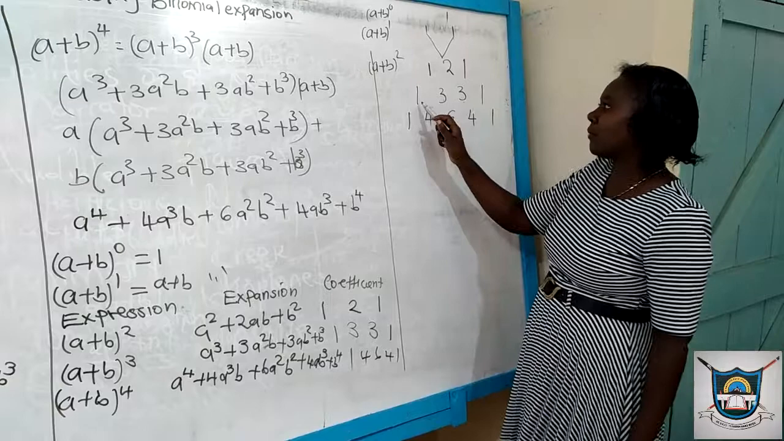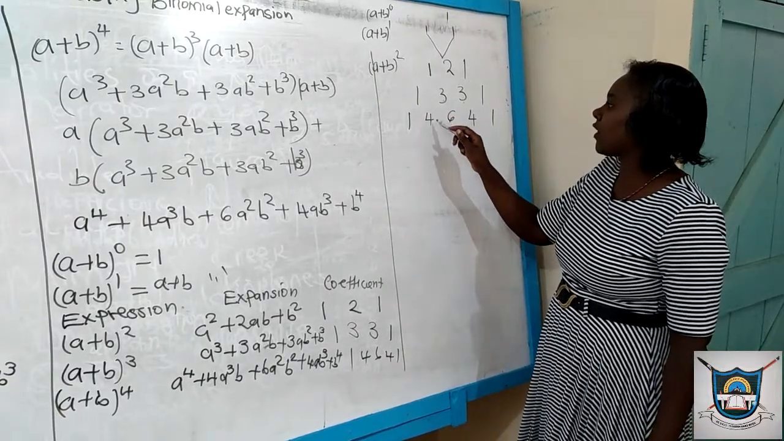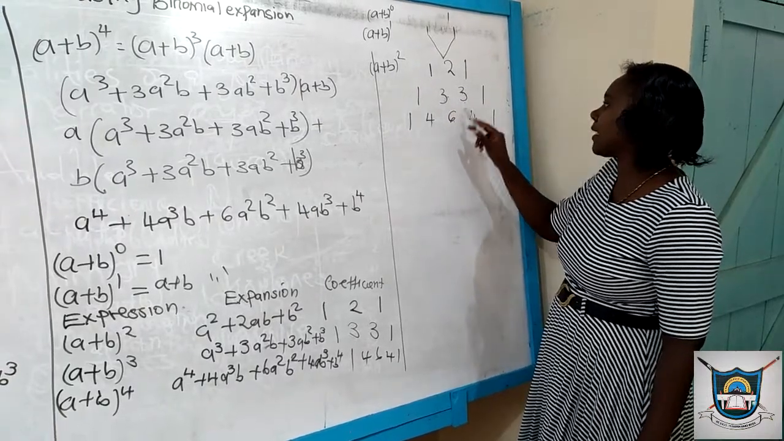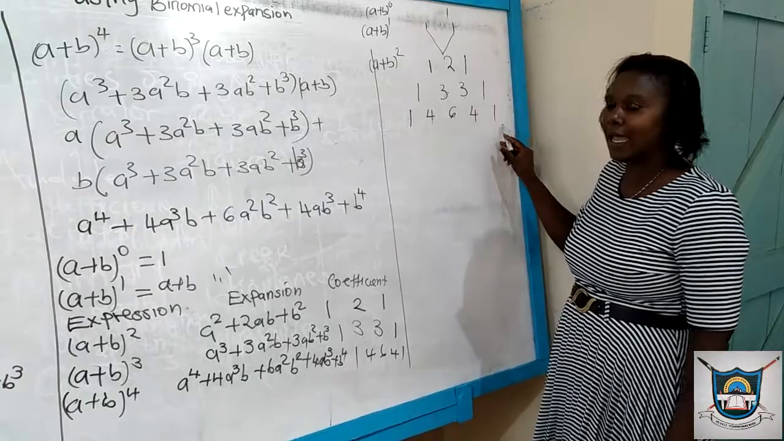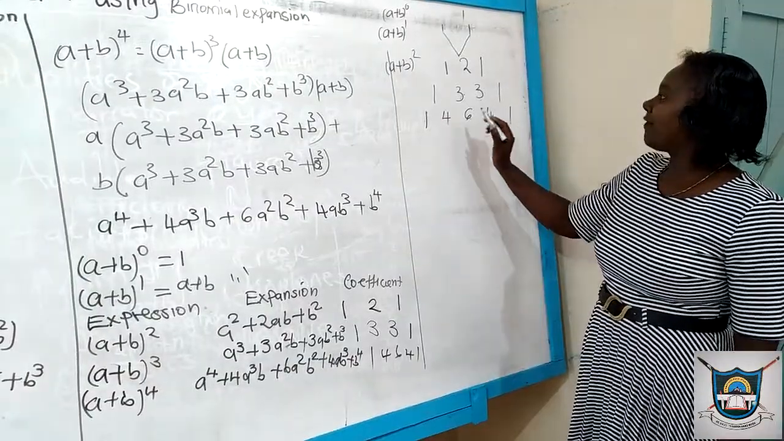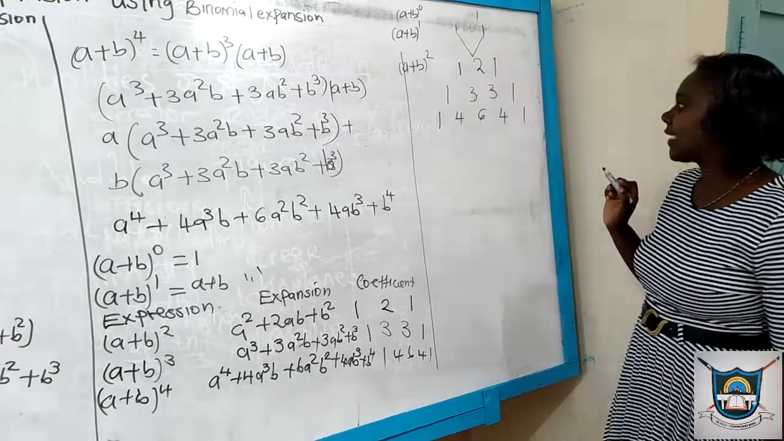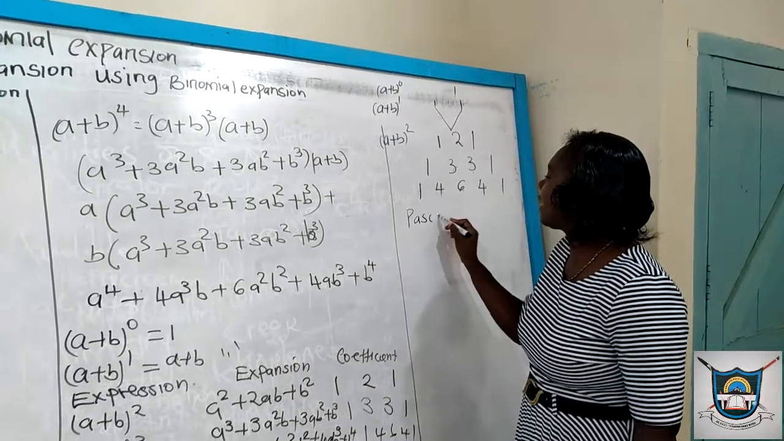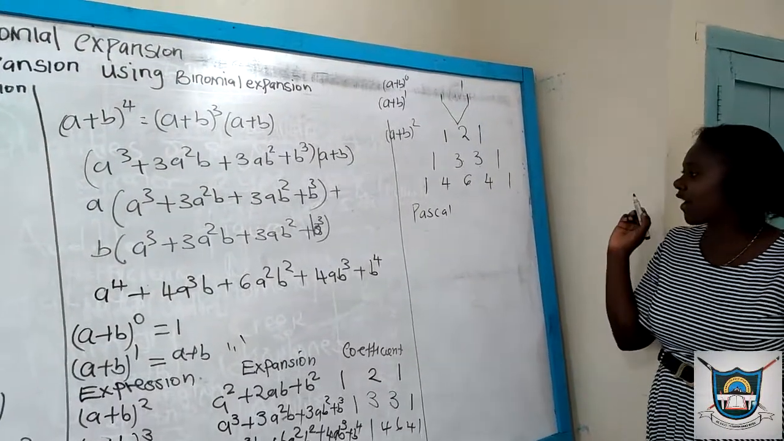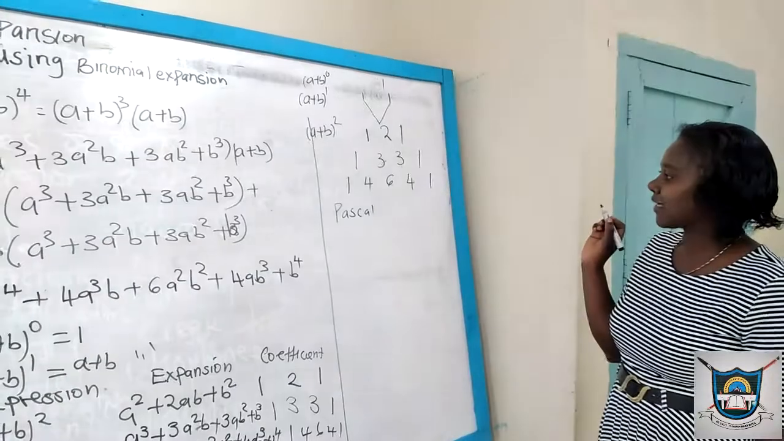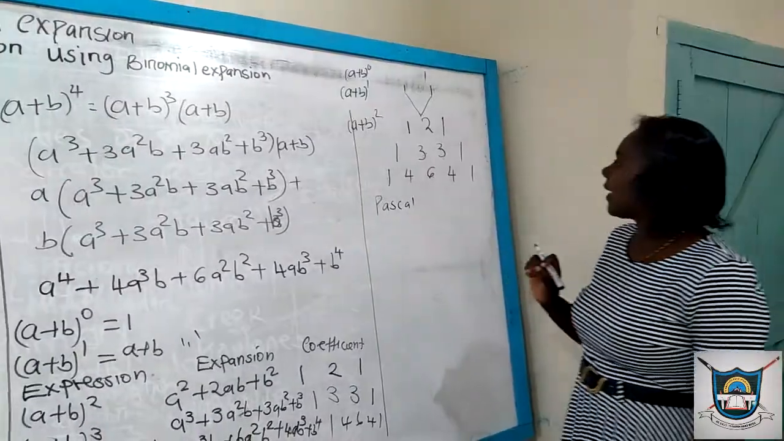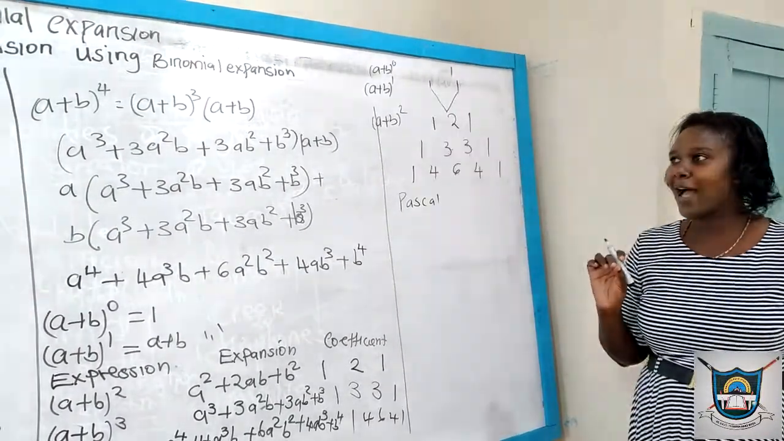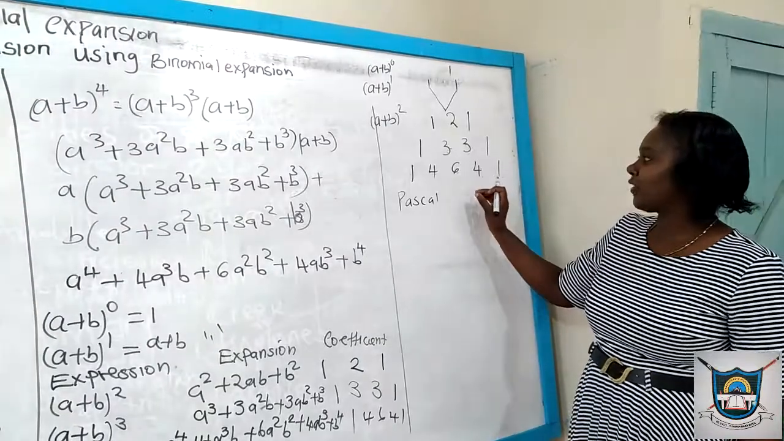For this one, again, we can develop the one for (a + b) to power 4. We have 1 plus 3, we get 4. 3 plus 3, 6. 3 plus 1, 4. And we start with 1, end with 1. So we have this, we call them coefficients. And these coefficients, we call them a Pascal triangle, which was developed by a French mathematician called Pascal. And we don't need to develop this. In our next lesson, I'll show you how to get them without having to develop them.